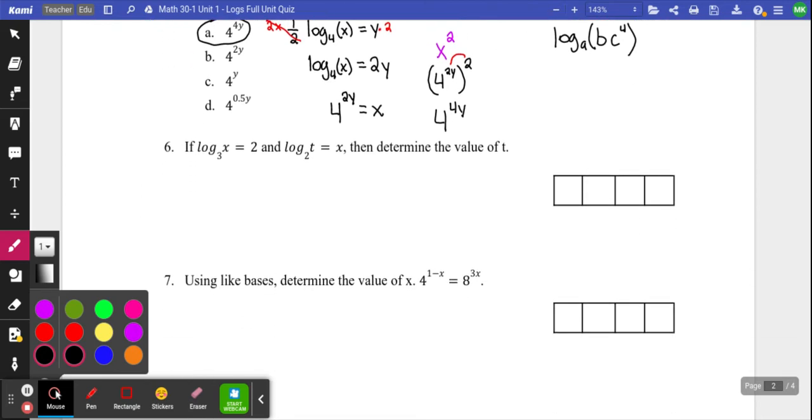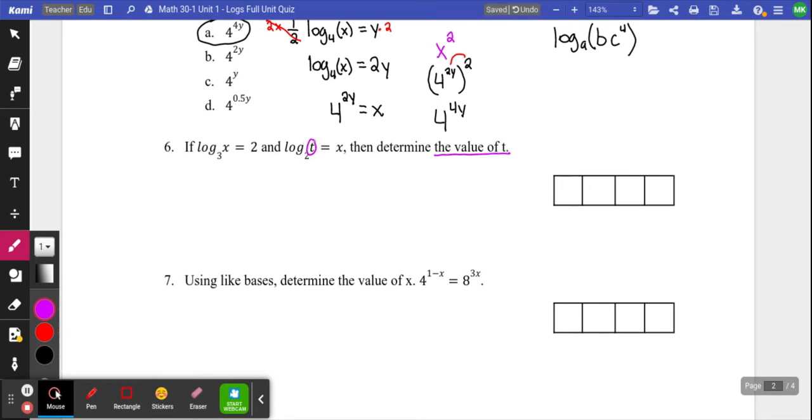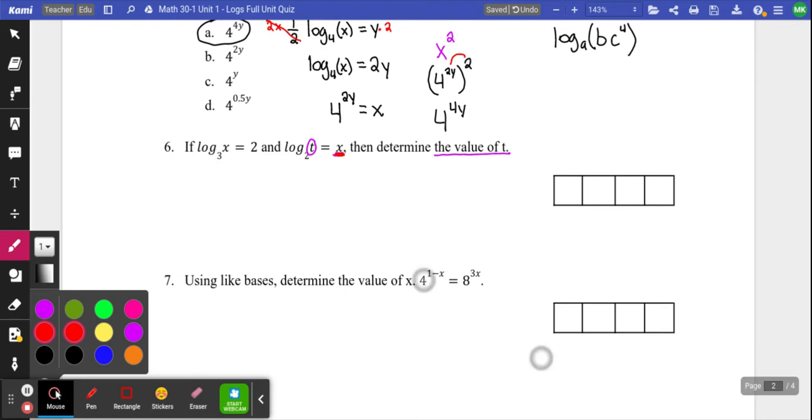All right, number 6. If log 3x equals 2 and log 2t equals x, then the value of t is. Okay, I'm trying to find t. T is only in this equation. In that equation, there's 2 unknowns. There's a t and an x. So I can't solve for t until I know what x is.